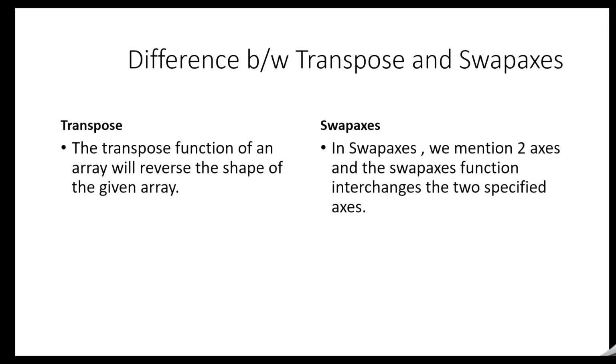So what is the difference between transpose and swapaxes? The transpose function of an array will reverse the dimensions of the given array. If 0, 1, 2 are the dimensions of the array, it will reverse them, so it becomes 2, 1, 0. And in swapaxes, we have to mention two axes and the two axes will be interchanged. So the resultant will be the change in those two axes, and the elements will be arranged according to that change.